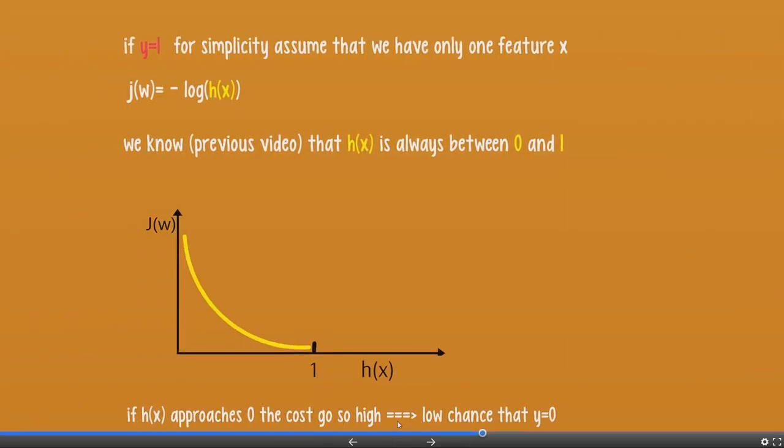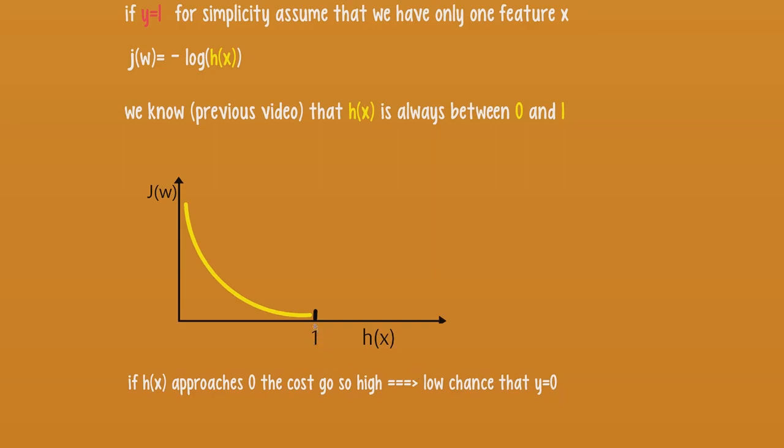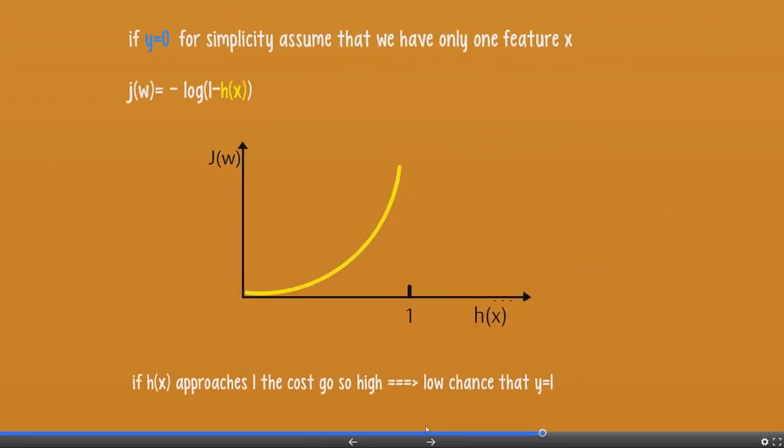Here, if h of x approaches 0, that means there is a low chance that our tumor, for example, not our, I hope we are always away from tumors. So the example we learned about: if y equals 1, it's a malignant tumor, and here, y equals 0, it's a benign tumor.